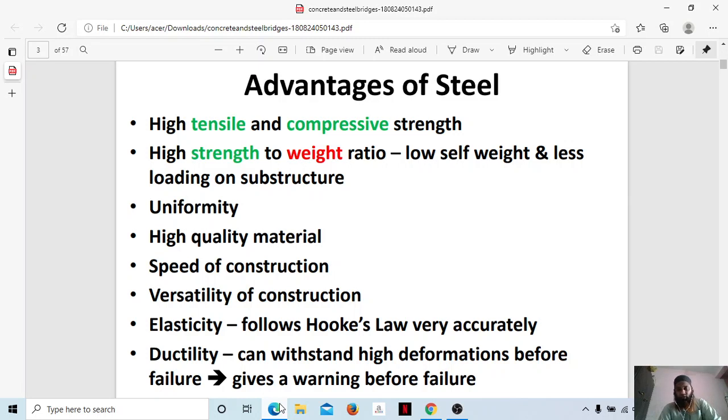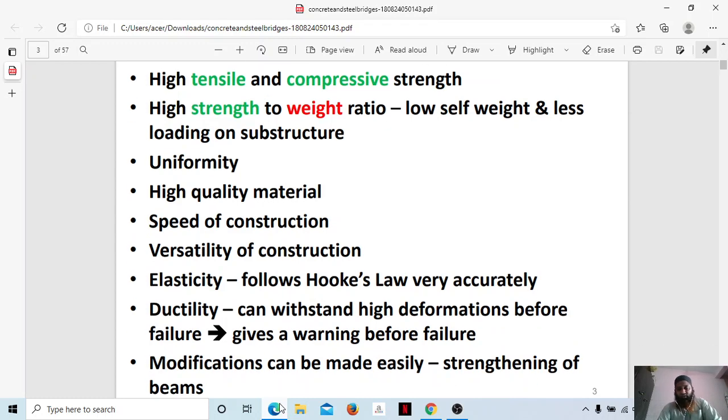Also, you don't find uneven surfaces, because all these steel structures are prefabricated. They are made in the industry, and they are just transported to the place as per our requirement. So it has uniform, high quality material. The quality of the material can be maintained, as it is made in a closed environment where there are no chances of deterioration of material.